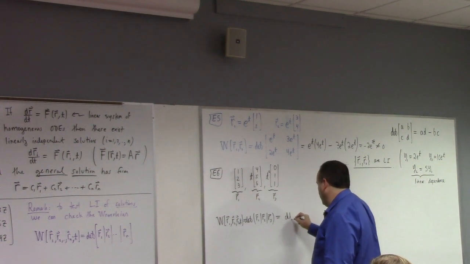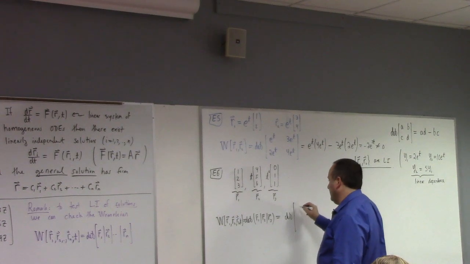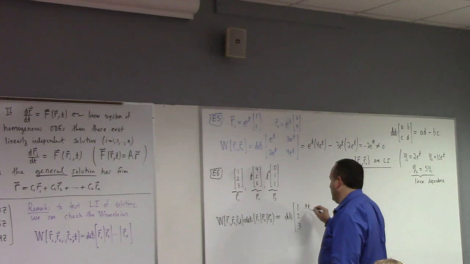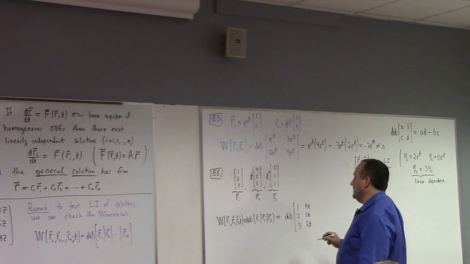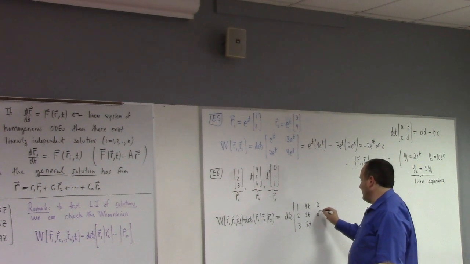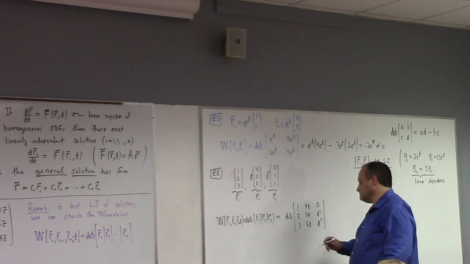So we're looking at the determinant of 1, 2, 3 for my first column, 4t, 5t, 6t for my second column, and 0, 1, 1 times t squared for my third column.